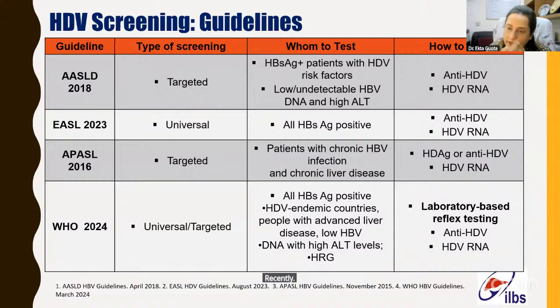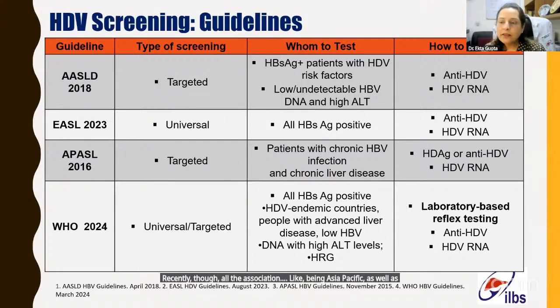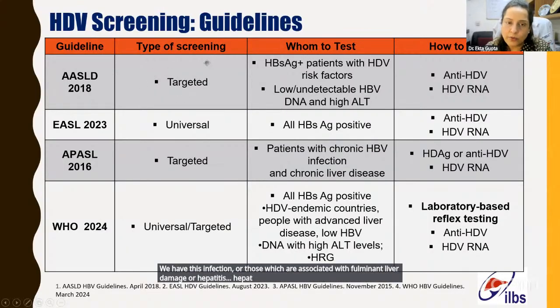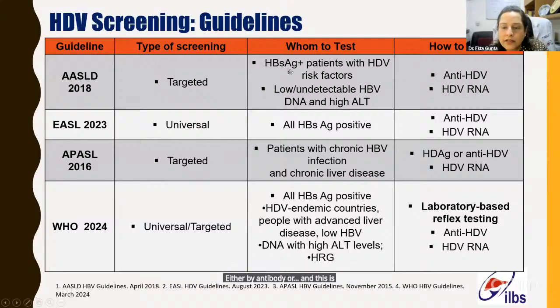Recently, all the associations like APASL, Asia Pacific, as well as WHO, have recommended screening in those with this infection or those associated with fulminant liver damage or hepatocellular carcinoma. So they have now incorporated in their guidelines that one should also screen for hepatitis delta virus by antibody, and this is the target population for all these guidelines.